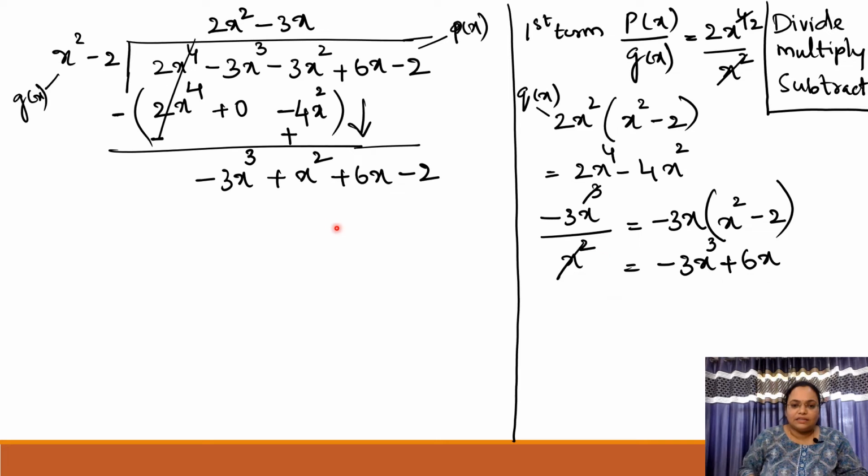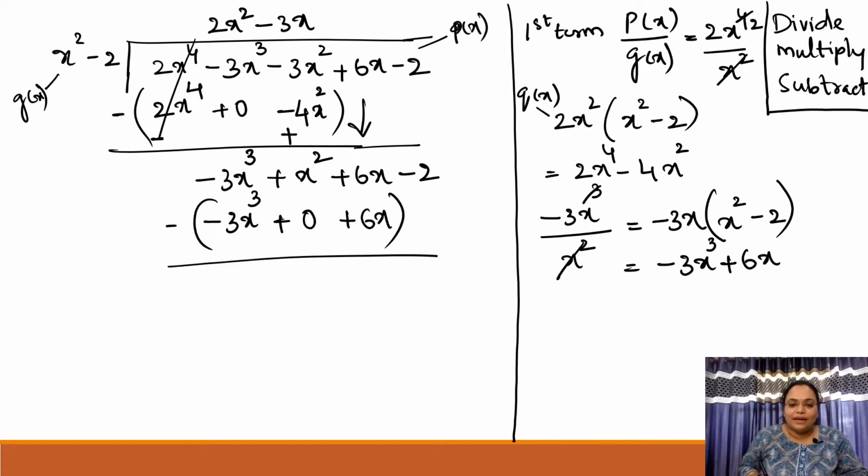So I will write this term here, which is minus 3x cube. Do we have an x square term? No, we don't have, so I am just taking it as plus 0, plus 6x. The whole thing you will subtract, right? The next step is subtract. Minus sign will become plus and the plus sign changes to minus. So minus 3x cube plus 3x cube will get cancelled.